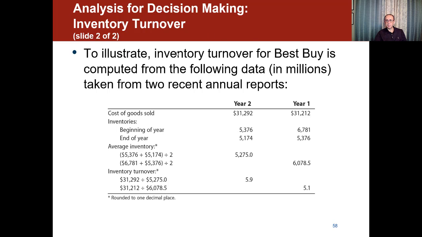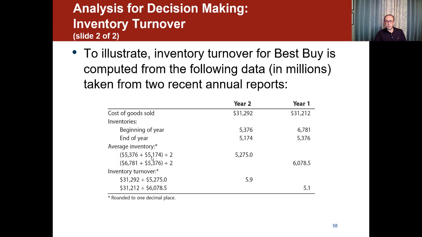So let's see this example for a company that we all know, which is Best Buy. They have these numbers: the beginning inventory of the year, the ending inventory for the year, and they also have their cost of goods sold, which is very similar from year 1 to year 2. I want you to see that the end of year 1 is the beginning of year 2. An ending value for one year is the beginning for the second year.